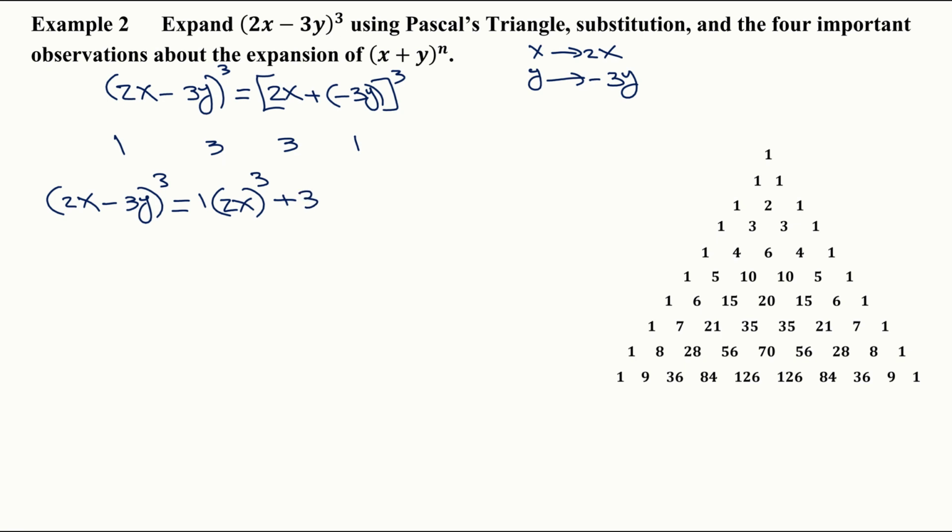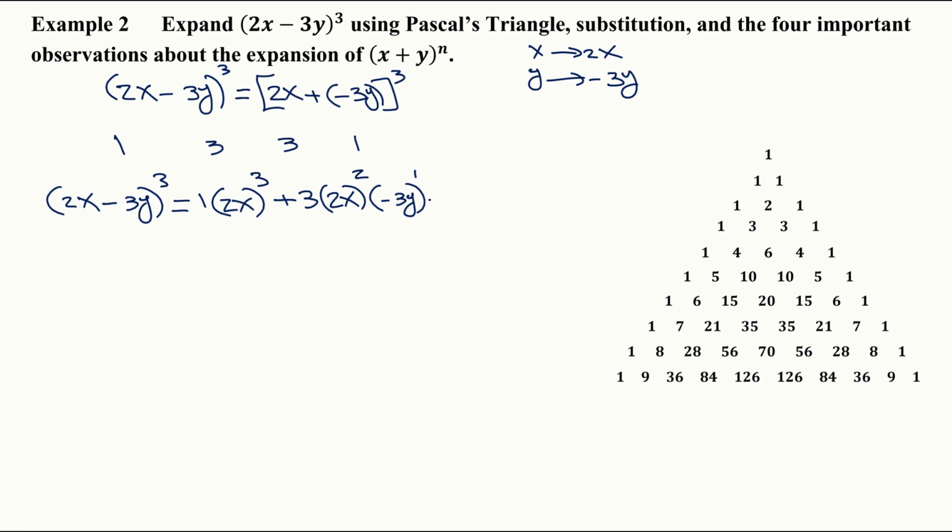Now the coefficient of the power of 2x is going to go down to 2, and we're going to introduce the second term for the first time because we get negative 3y to the power of 1. Remember, it's better to look at this version, okay? So think of this as the second term, the negative 3y. So we get negative 3y to the power of 1, okay?